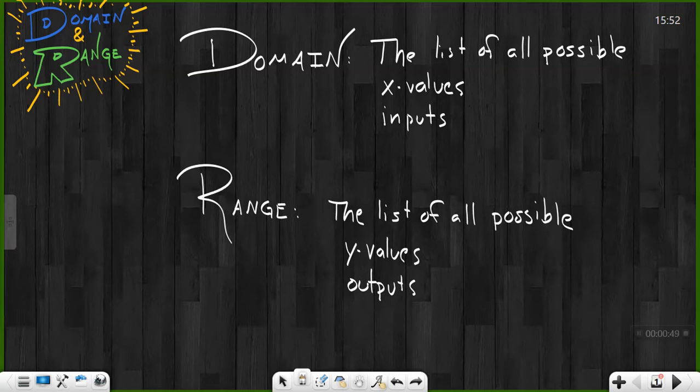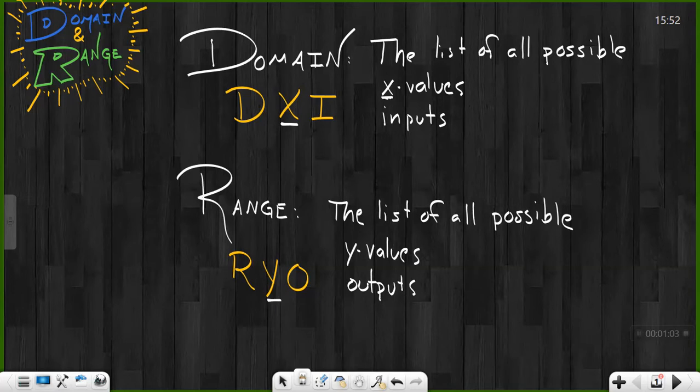Now, how can you remember this? Well, I use the acronym here DXI as well as RYO because we can all count the alphabet, right? You can all say the alphabet back to me. And we know that x comes before y when we're talking about x values and y values. In fact, in ordered pairs, we always go x, comma, y, and so on. X comes before y alphabetically, so we know that that one typically comes first.